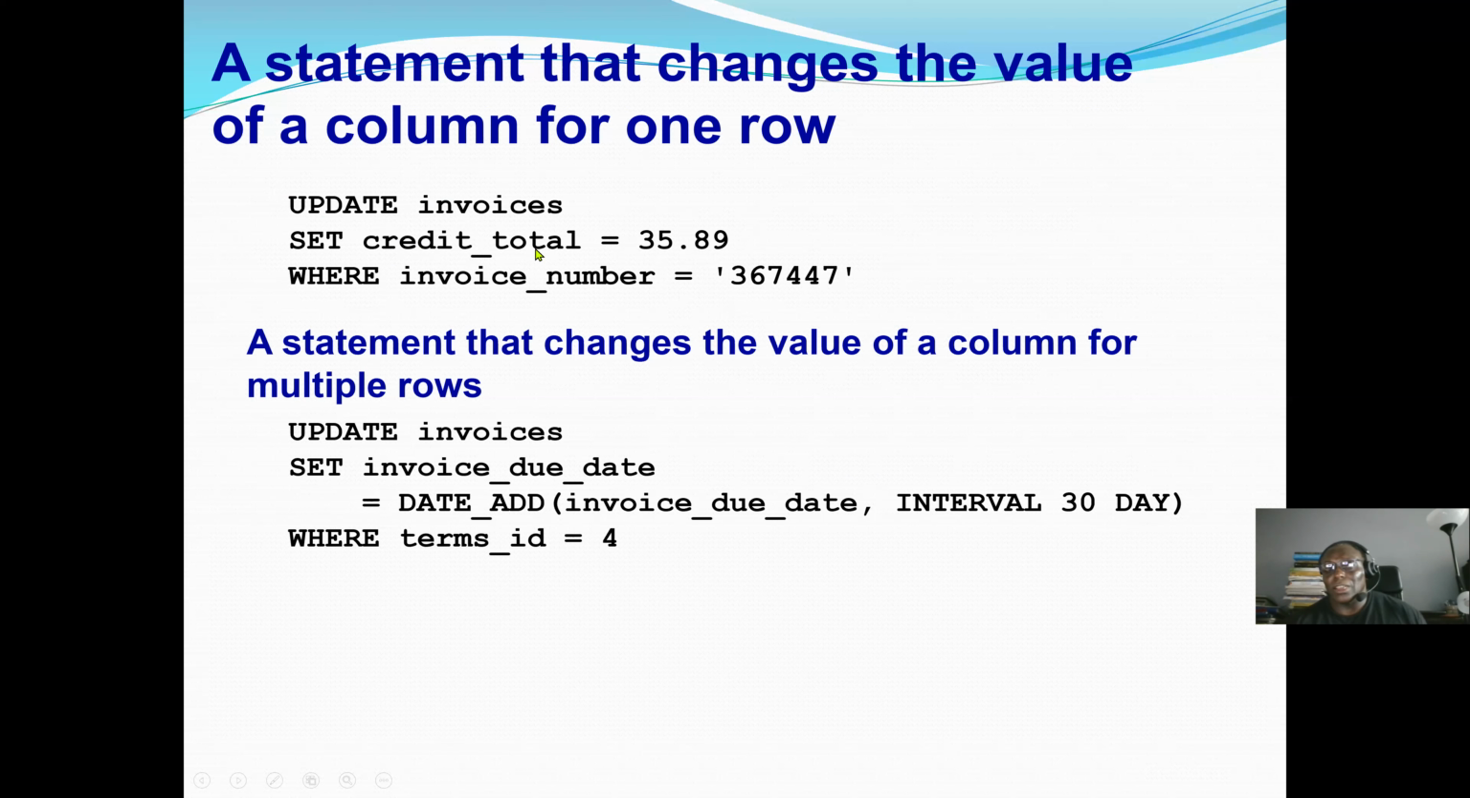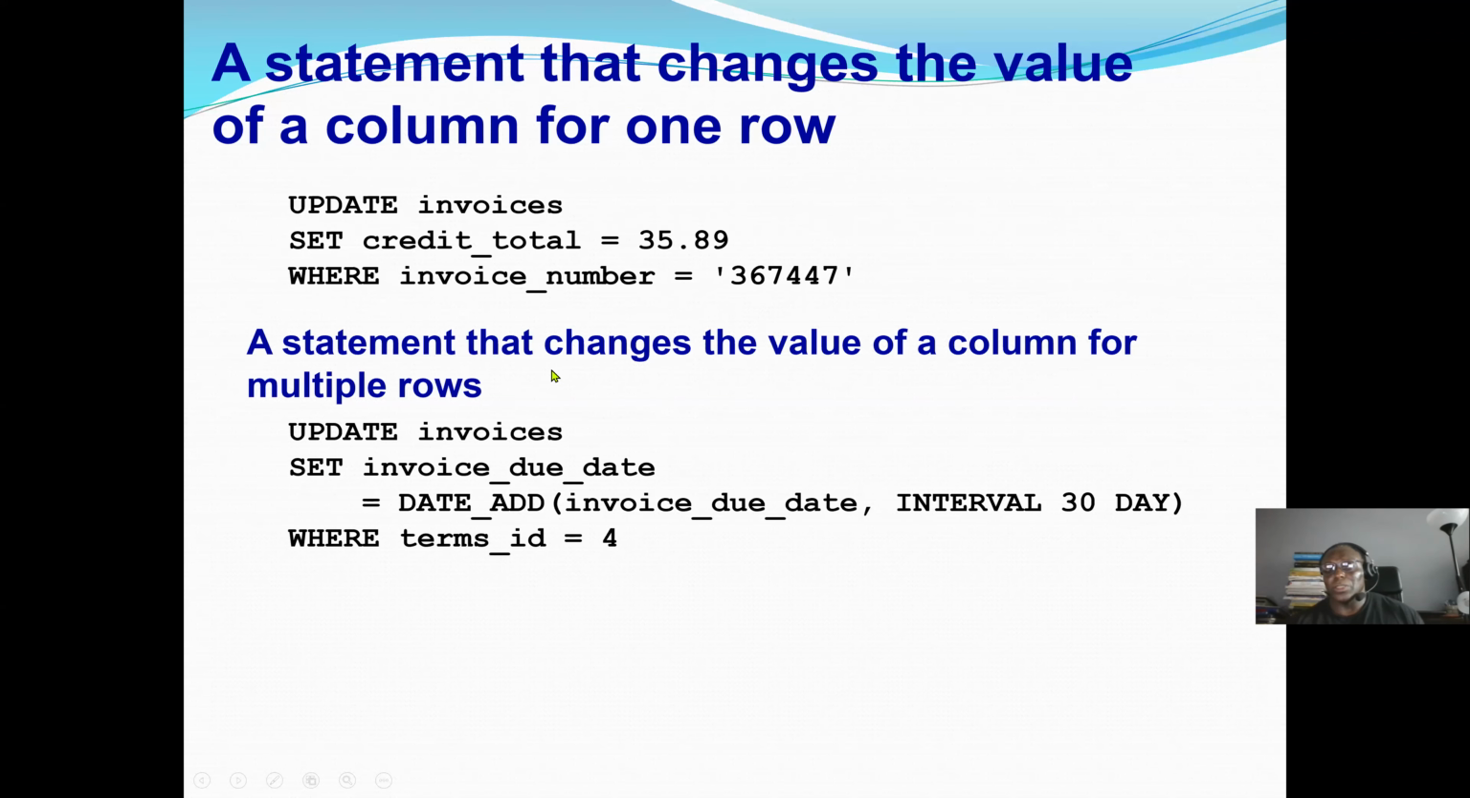We're going to set the credit total to 35.89 for people or the vendors that their invoice number is 3674447. So if your invoice number is 3674447, your credit total will be $35.89. So here we say update the table name invoices, set credit total equal to 35.89, where the invoice number is this.